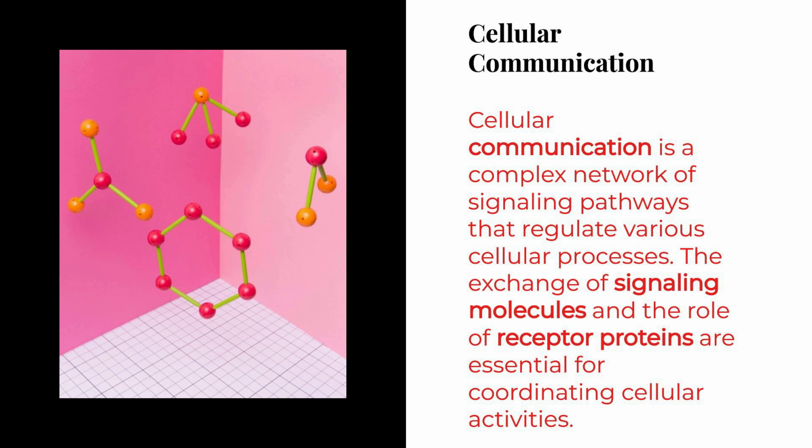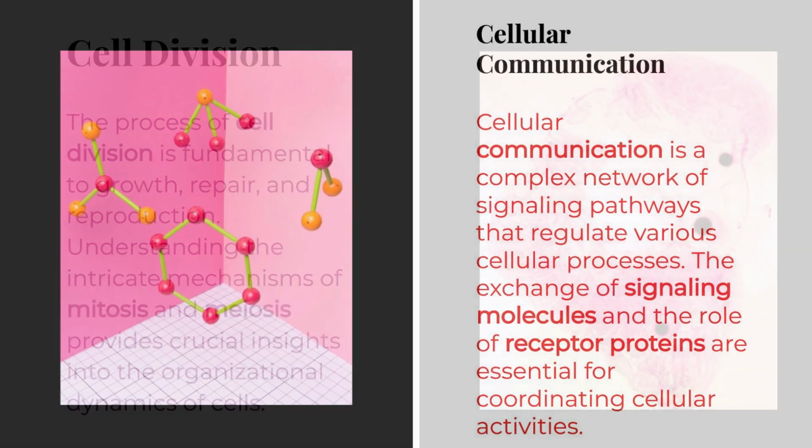Cellular communication. Cellular communication is a complex network of signaling pathways that regulate various cellular processes. The exchange of signaling molecules and the role of receptor proteins are essential for coordinating cellular activities.